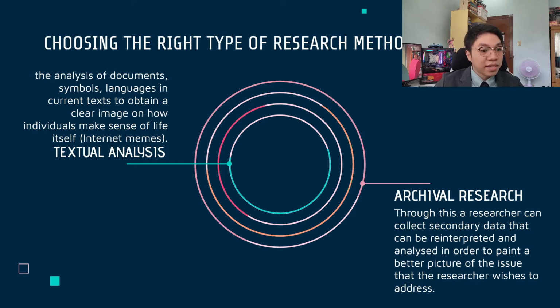So this is the analysis of documents, symbols, language, and current text to obtain a clear image of how individuals make sense of life itself. Kind of like internet memes and the effects of internet memes on teenagers or maybe students in online classes. And the last one that will be discussed today is archival research. So through this, a researcher collects secondary data that can be reinterpreted and analyzed in order to paint a better picture of the issue that the researcher wishes to address.